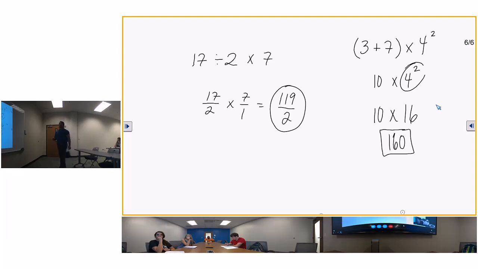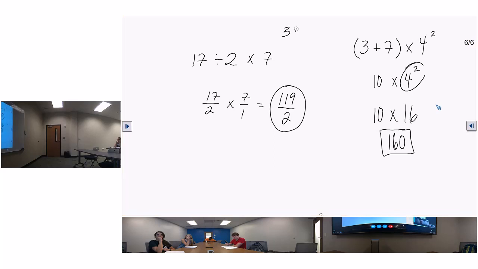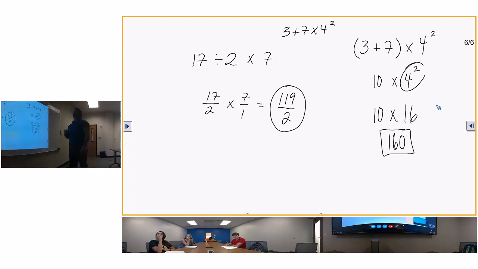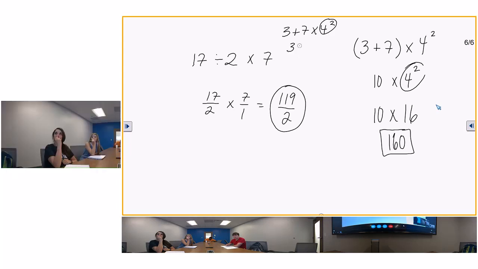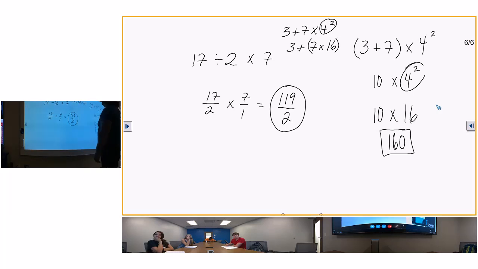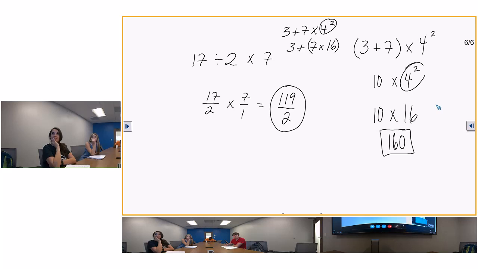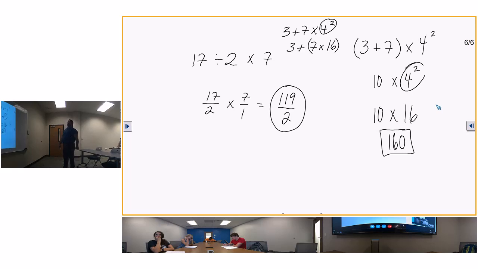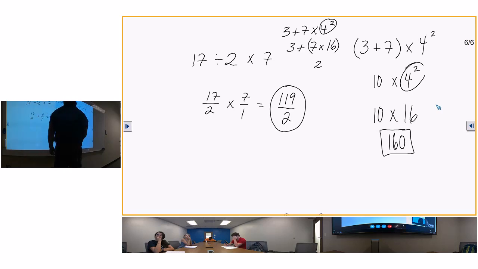So if I wrote 3 plus 7 times 4 to the second power, you have to use Please Excuse My Dear Aunt Sally, and you would do the exponents first. So that would be 3 plus 7 times 16. 4 to the second power is 16. And now you would do 7 times 16, which is what? Well, 7 times 6 is 42, Hubert. 112. 112 plus 3 is what?